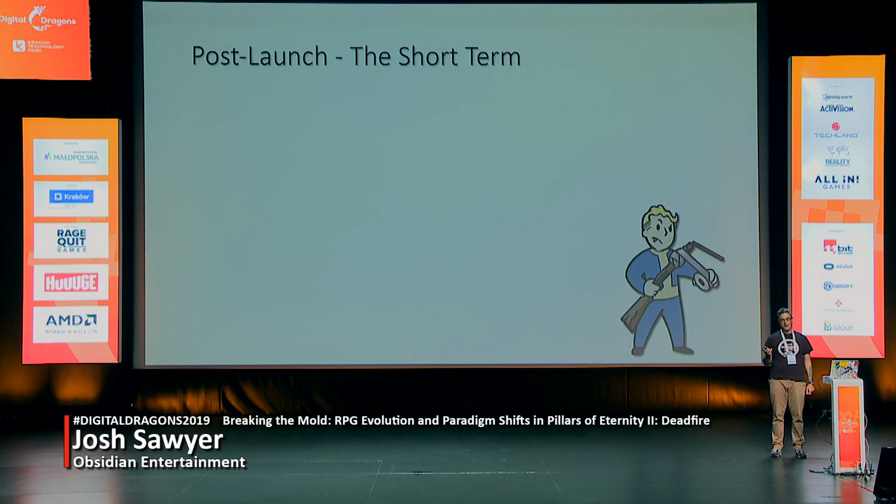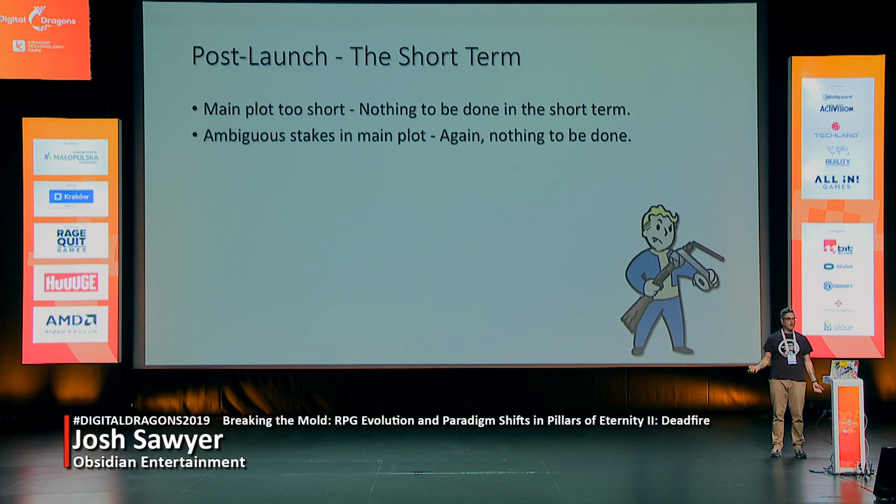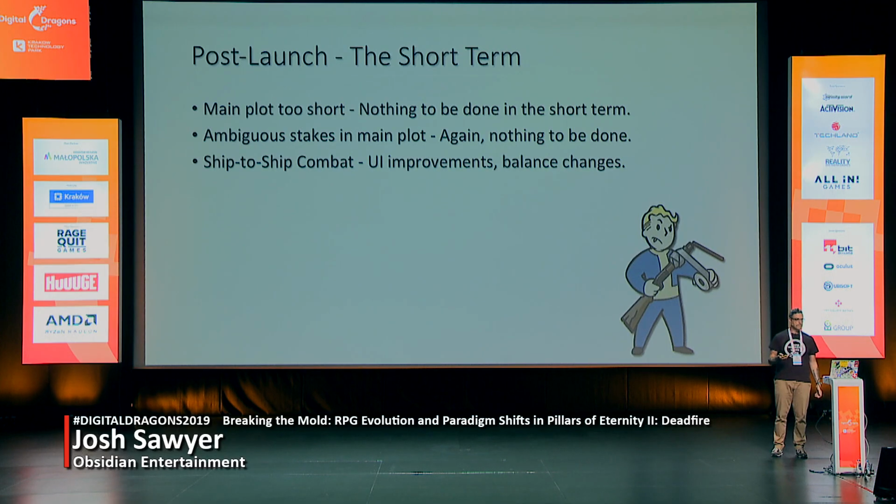So in the short term, after launching, there were a couple things that we couldn't really do anything about. Anything that had to do with the main plot and the villain, that's my fault. That's how I wrote the main plot of the story. There's not a whole lot you can do in the short term to fix just sort of fundamental structural issues with the game and the story. Ship-to-ship combat, we did make changes to the UI. We made balance changes that helped. Again, though, fundamentally, people who didn't like the system just were never going to like it.